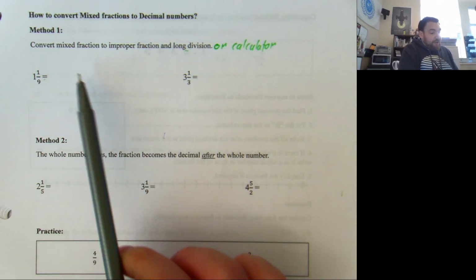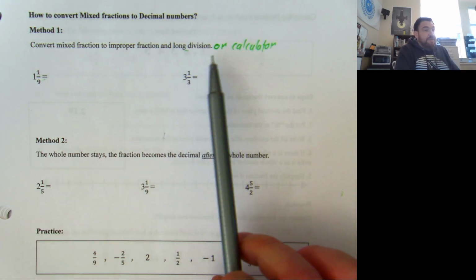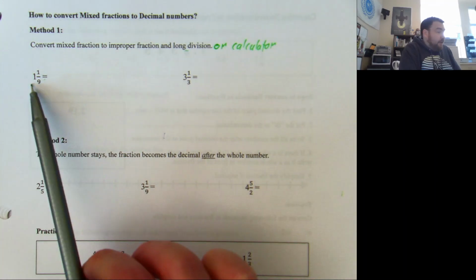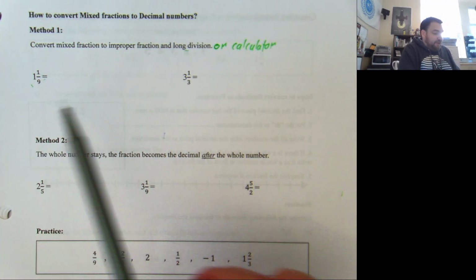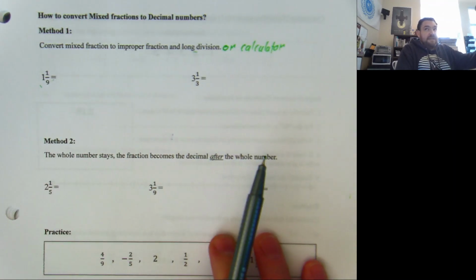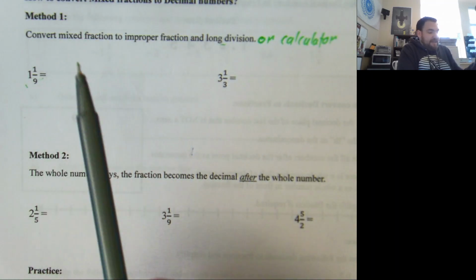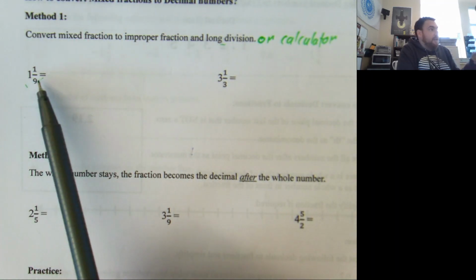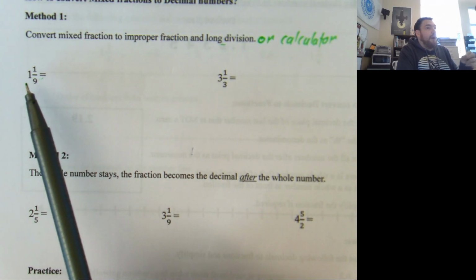One way to do this is to convert the mixed fraction to an improper fraction and then use a calculator. So again, now that you have a calculator in front of you, you could start converting using that tool. But you still need to remember what the technique is. Does anyone remember how to take a mixed number and turn it into an improper fraction?